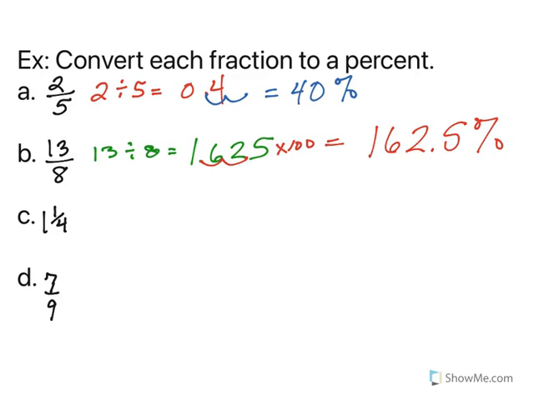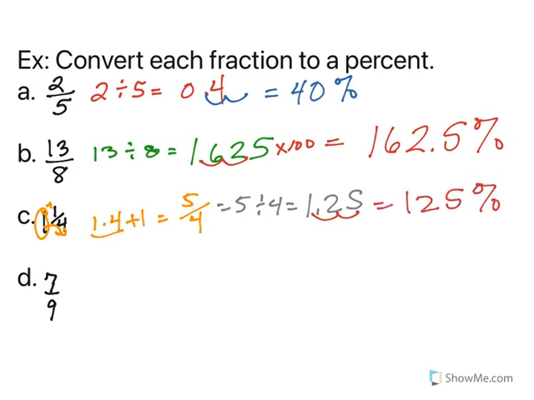In letter C, I have a mixed number. So our first step is to change this mixed number to an improper fraction. Remember, we take our whole number and we multiply by the denominator. So 1 times 4, and then we add the numerator. So 1 times 4 is 4, plus 1 is 5. So 1 1/4 as an improper fraction is 5/4. Now I can take 5 divided by 4 and get 1.25. Then I can move my decimal and I'm left with 125%.